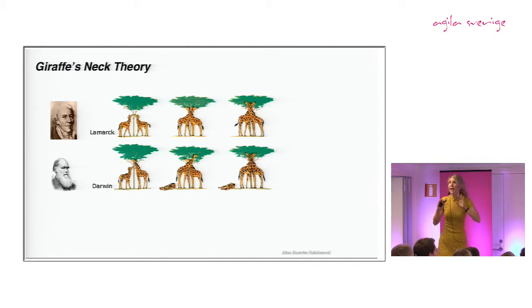Darwin had a completely different approach. He said there were giraffes with short necks and giraffes with long necks. Giraffes with short necks died out directly.